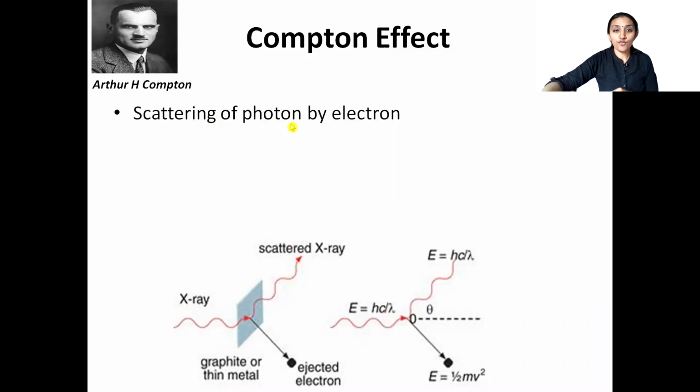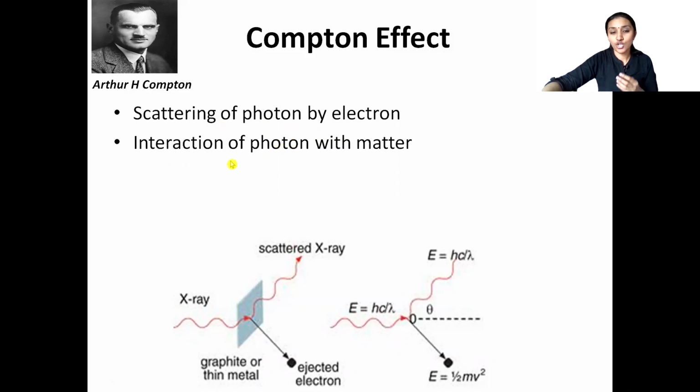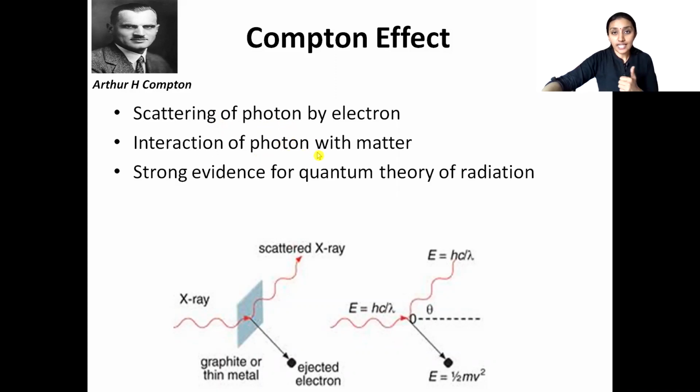The scattering of photon by electron is called as Compton effect, and it is one of the chief mechanisms by which photons interact with matter. Now, the significance of Compton effect is that it supports the quantum theory of radiation.